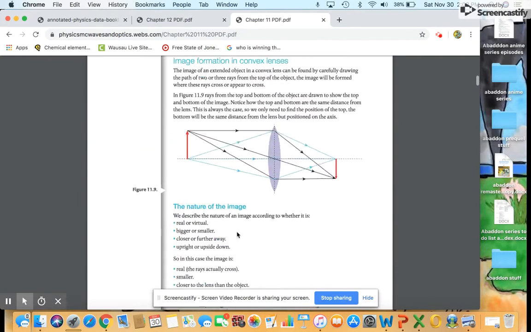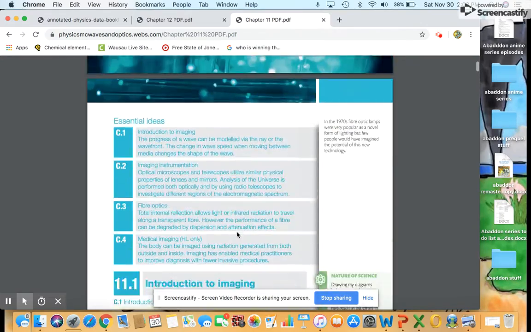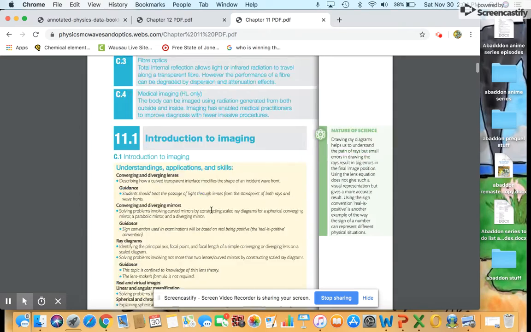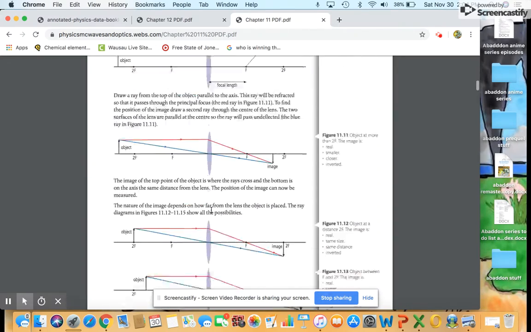It also kind of breaks down the different topics too, in order. So like topic 11.1 is Introduction to Imaging. That's like the general ray diagrams. Topic 11.2.